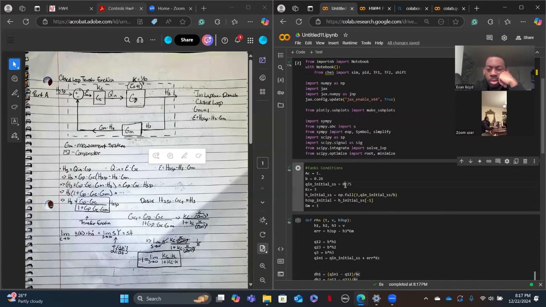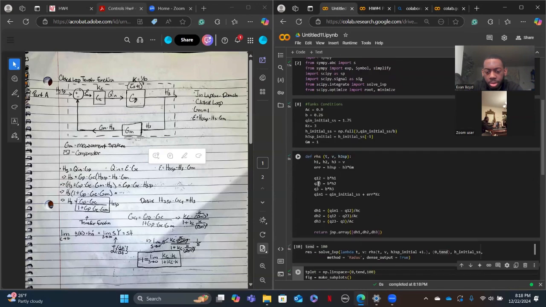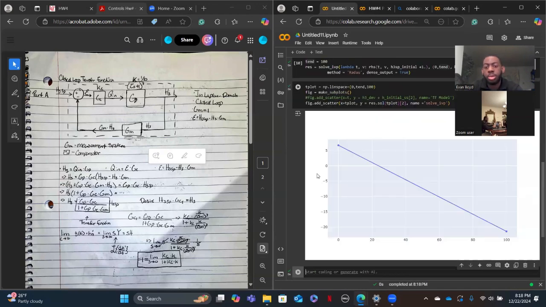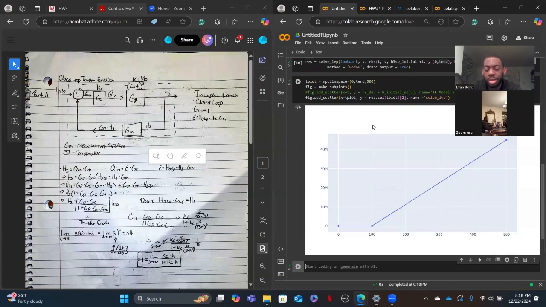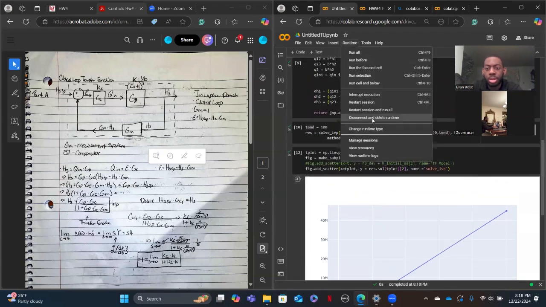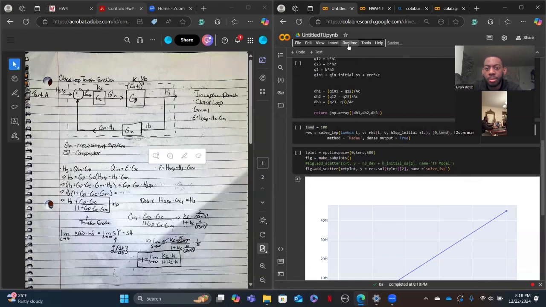Let me increase the variables. That also may be a difference as well. Maybe 1.75. Let's do 0.9. I think it's what we did in class. Maybe this will work. Oh, also, I forgot. I have to increase one of the data points. So 500. It still didn't work. Let's disconnect again. Try this again.